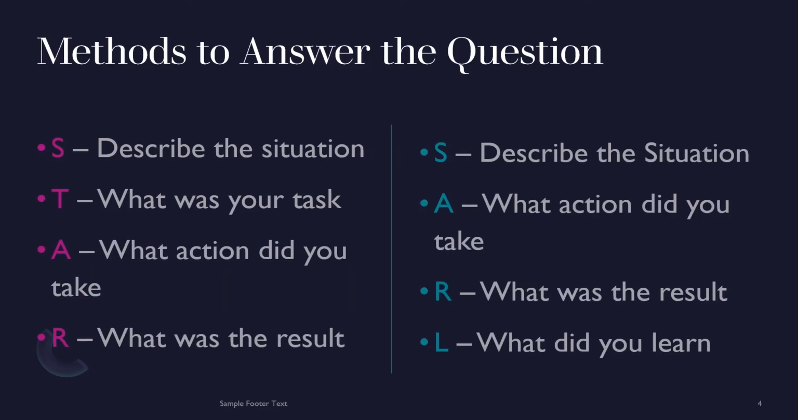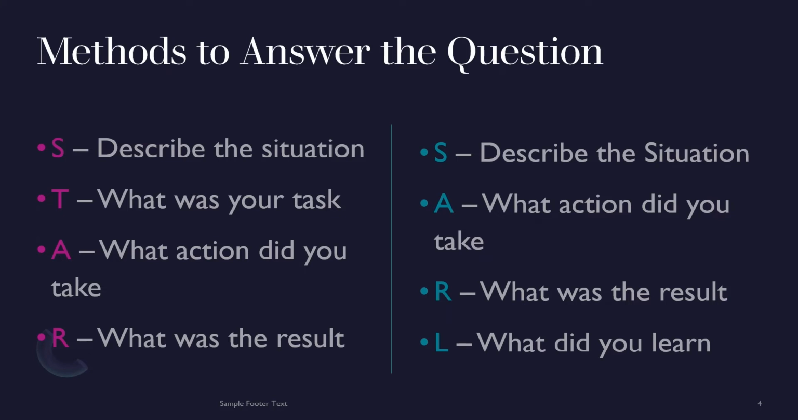So there's 2 methods to answer this question. One is the STAR method and one is what is called the SARL method. Now STAR is easier to remember. If that's the one that you want to take, go ahead. But there's also the method of SARL, which is basically STAR just tweaked a bit. So STAR is S, describe the situation, T, what was your task, A, what action did you take, and R, what was the result.